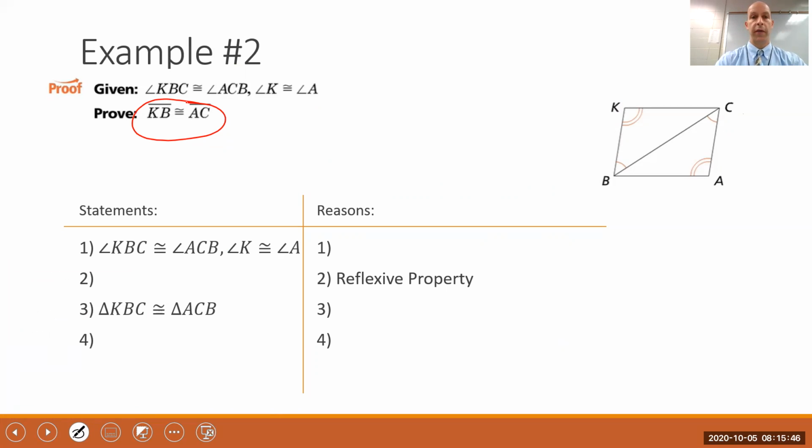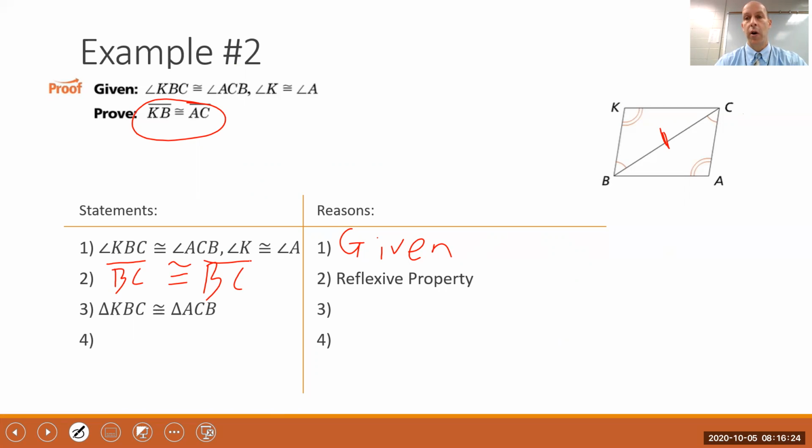Okay, so what's the reason for the first step? Well, which is typical for most of the proofs that we do in this class, the first step is given. We know that those angles are congruent. Step 2 says the reason is reflexive property. So I'm going to say segment BC is congruent to segment BC. The reason that's important is because that segment actually is part of both triangles.